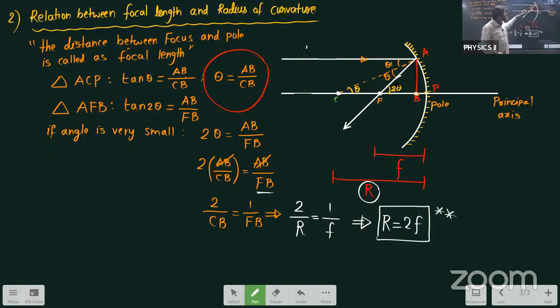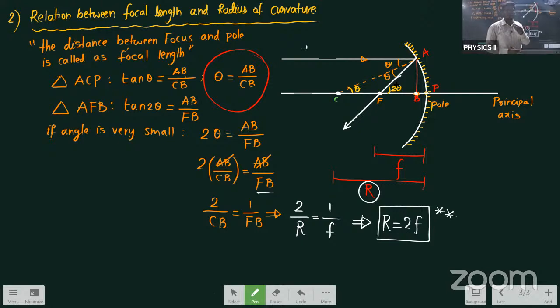After reflection, what is happening? It is traveling, passing through focus. And the distance between focus and pole is called the focal length. In the examination, you will be getting a question something like this. What is focal length? Obtain the relation between focal length and radius of curvature.